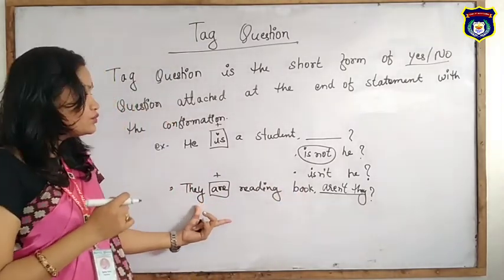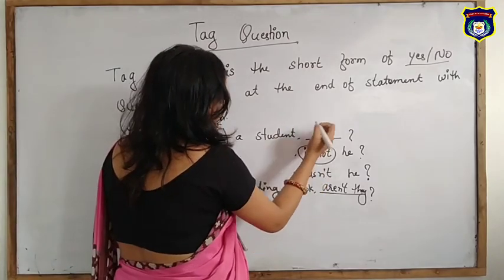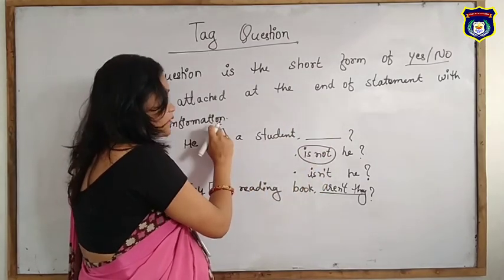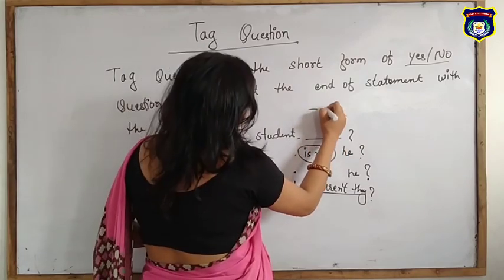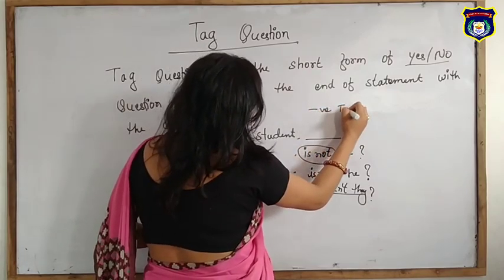It means that what we are clear about is, if the statement is positive, the tag question goes through negative, means the tag is negative.